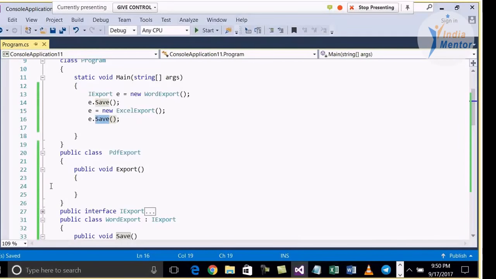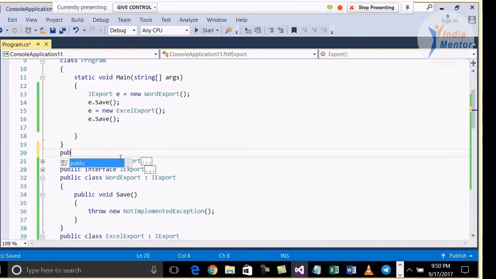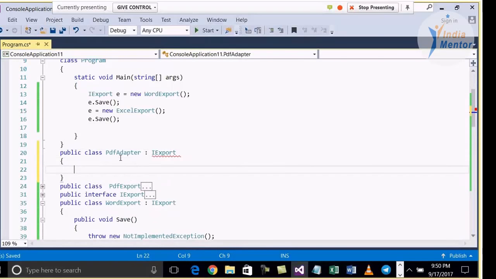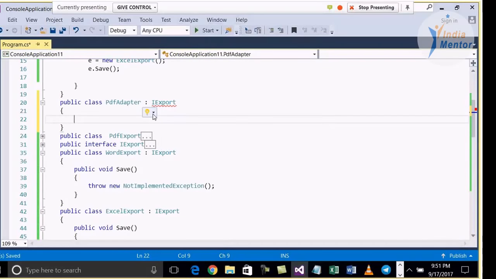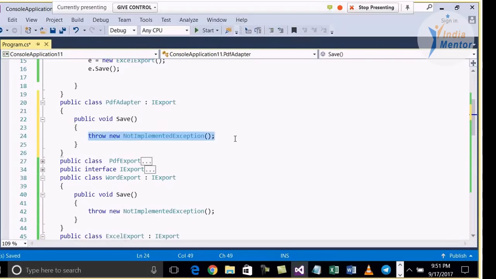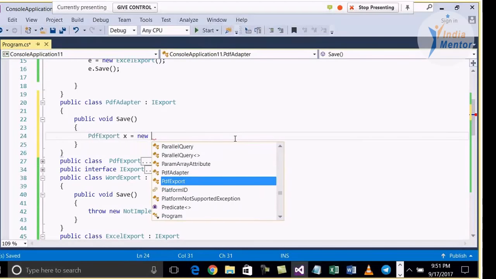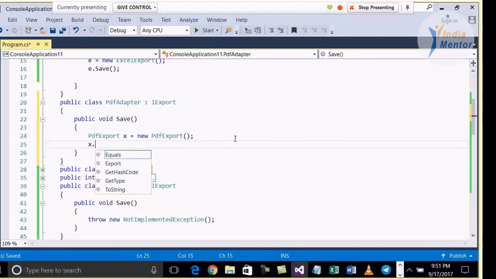So what you can do is, you will create an adapter. What happens in our normal life, if you have a socket and plug which is not matching, you put an adapter in between, right? So you'll actually say, here is a PDFAdapter, and you will say IExport, and in this you will create the object of PDFExport, and here you will say x.Export.